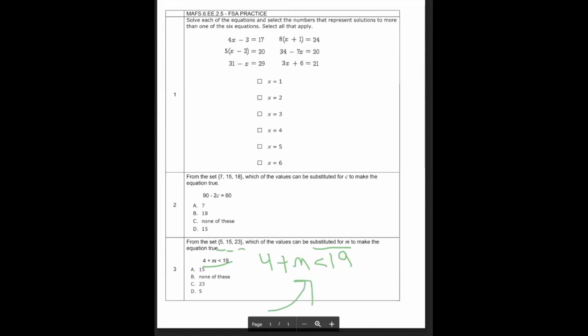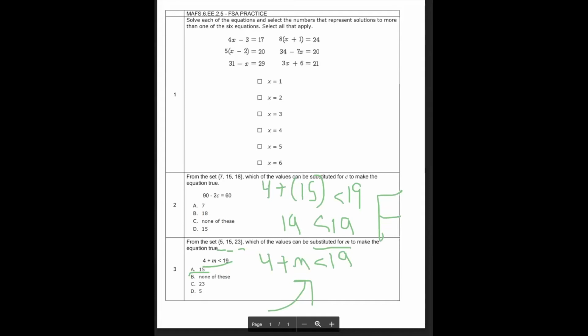So the first one I'm going to plug in is choice A. Choice A says 15, so I'm going to plug in 15. You can use parentheses or you can just write it in, doesn't matter. I always like to use parentheses so I know which one I plugged something in for. So 4 plus 15 is less than 19. Well, 4 plus 15 is 19, and 19 isn't less than 19. That's false. 19 is equal to 19.